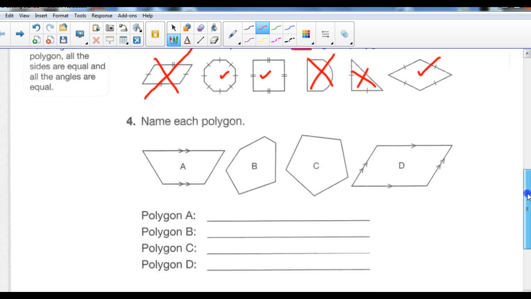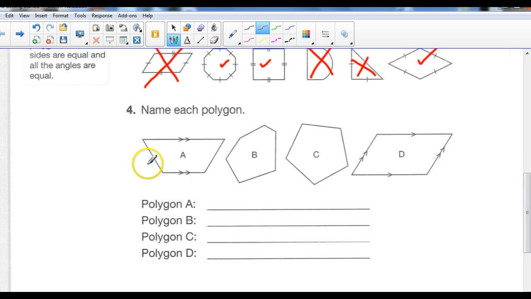Okay? Name each polygon. Well, A, that's a trapezoid. Okay, it's not a regular polygon, but it's a polygon, because all a polygon is a closed object with straight side lengths. B, okay, we can count the number of sides. 1, 2, 3, 4, 5, 6. A 6-sided polygon is called a hexagon.